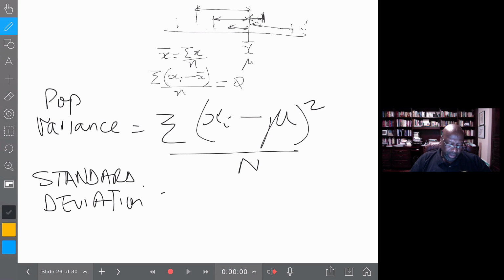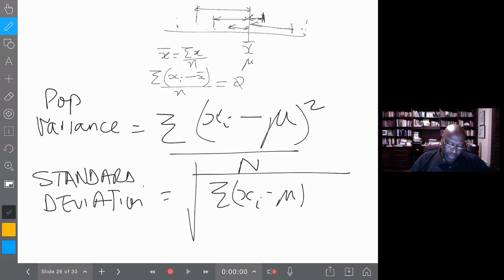So the standard deviation would be the square root of the sum of xi minus mu squared, over n. Okay? So that's called the population standard deviation. Now, what are the symbols that we use for those? The symbols that we use for those are as follows.